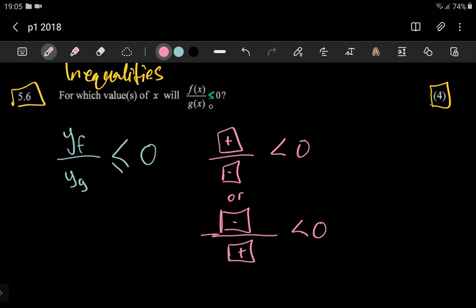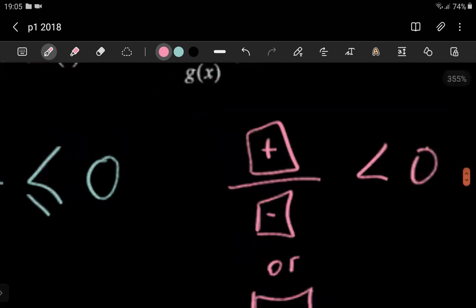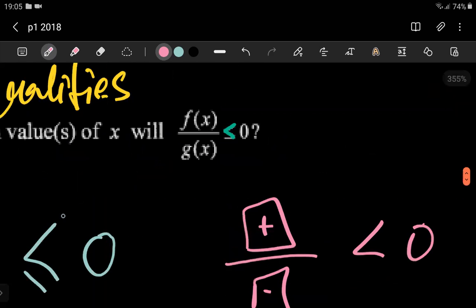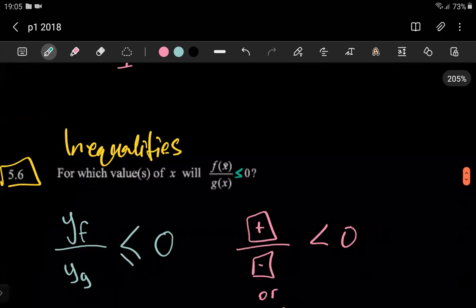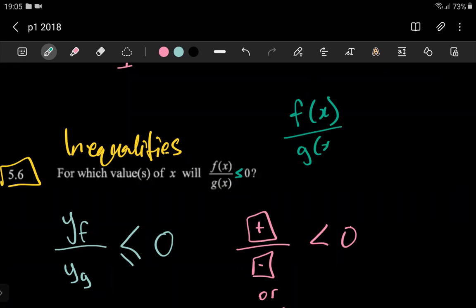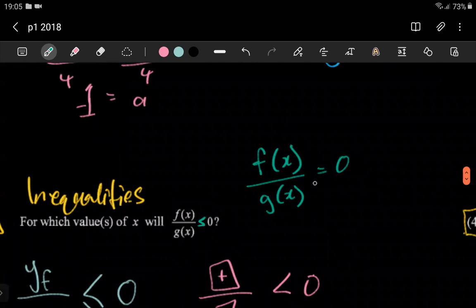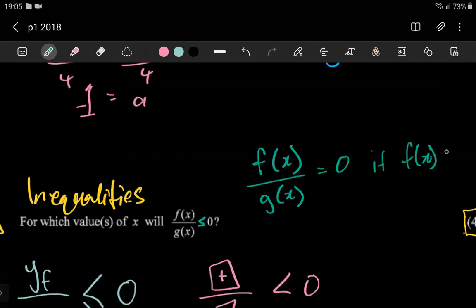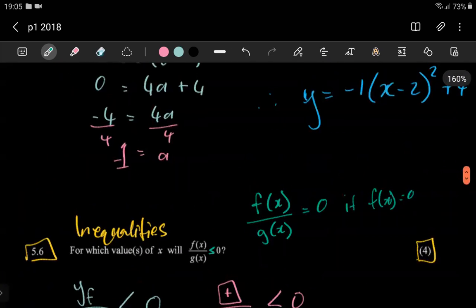Cases where this will be equal to 0 are clearly cases where only the top is a 0, you see. So f of x over g of x will be equal to 0 if f of x is a 0, meaning if the top is a 0. Let me just show it as an image because it's easier to look at. So this will be equal to 0 if the top is a 0. It doesn't matter what the bottom is. The top just has to be a 0.